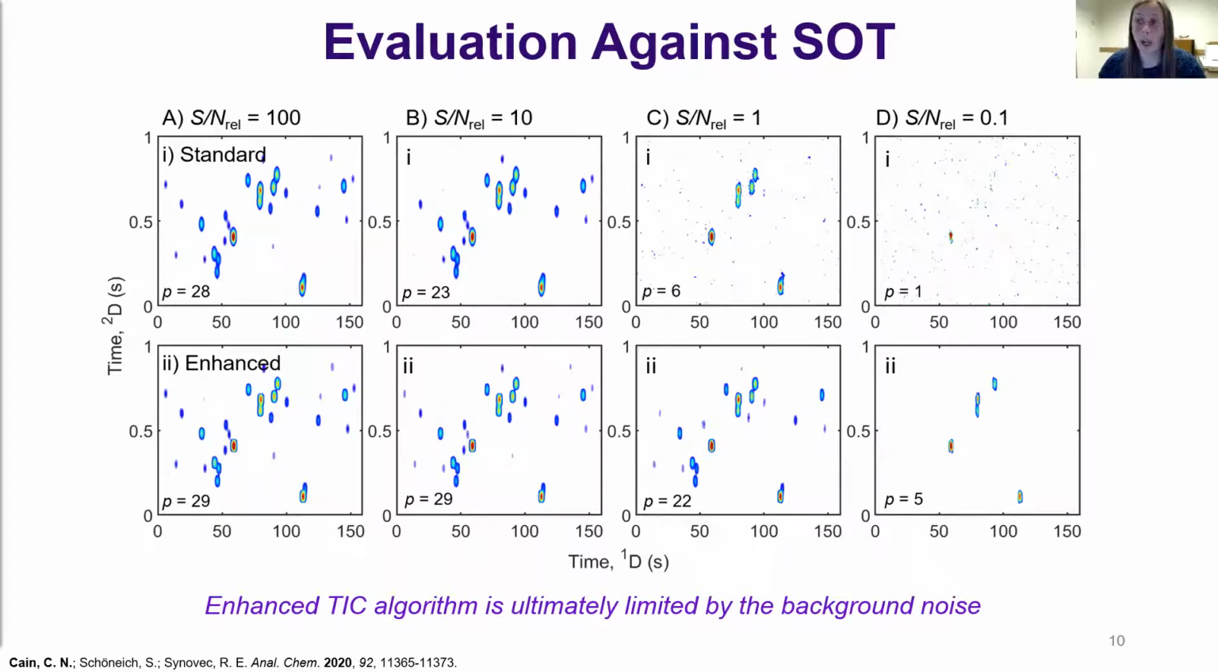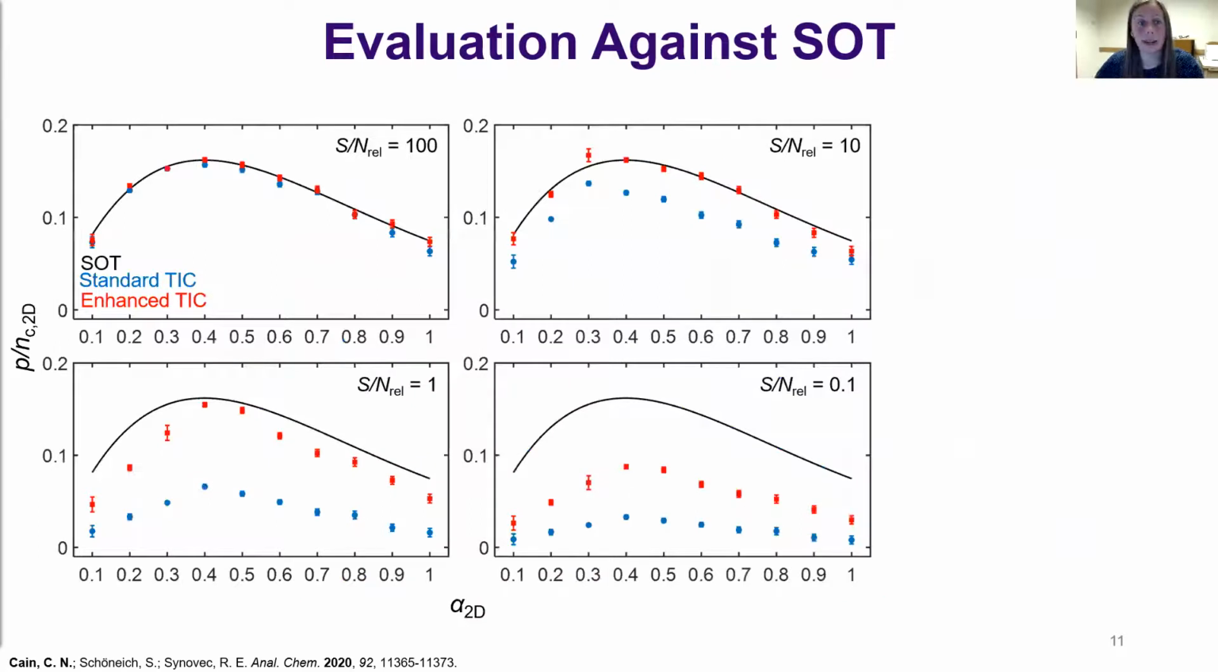Since this was only for one saturation factor, we simulated chromatograms using a variety of saturation factors from 0.1 to 1, and again looked at those 4 signal to noise ratios, where the black line in all of these graphs indicates the relationship between peaks per peak capacity and saturation factor predicted by statistical overlap theory. The blue squares are the number of peaks detected per peak capacity for our standard tick. And then likewise, the red squares are for our enhanced tick.